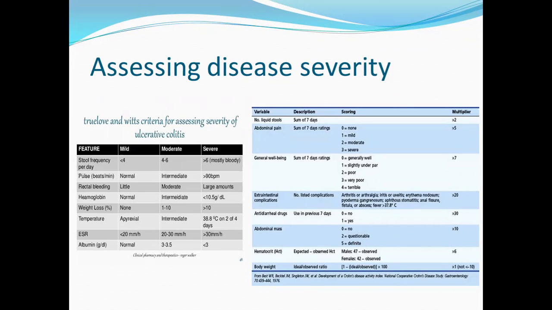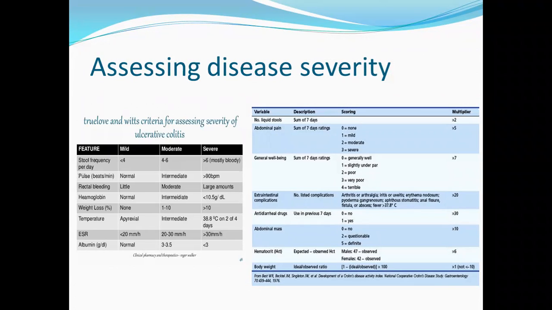It takes into consideration the stool frequency, the pulse, the rectal bleeding, the hemoglobin levels, the percentage of weight loss of this patient, the temperature, the ESR values, and then the albumin levels in this patient. Depending on what the patient presents or the values that we find during our physical examination and our lab investigations, we classify them into mild, moderate, and severe, and this will help us in the treatment plan for these patients.